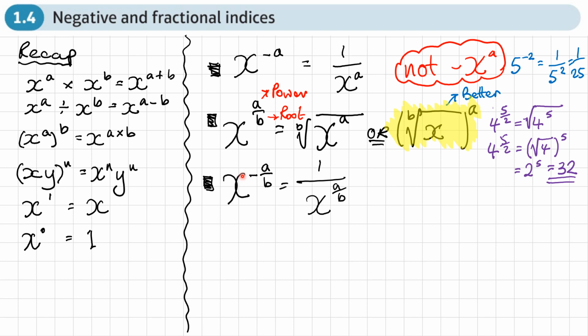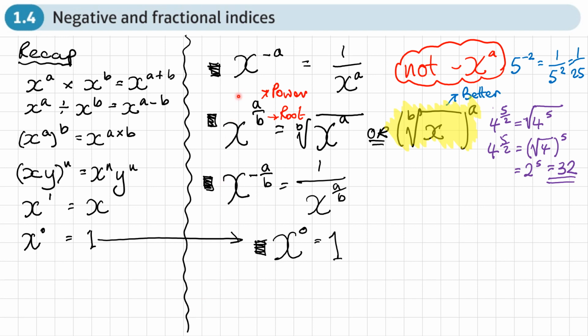Now we can combine the rule for fractional powers and negatives and say, right, a base to a negative fractional power is equal to 1 over that same base to the positive fractional power. So this combines rules 1 and 2. And lastly, one rule which I've put over here, which we haven't used before, and that is any base to the power 0 is always equal to 1.